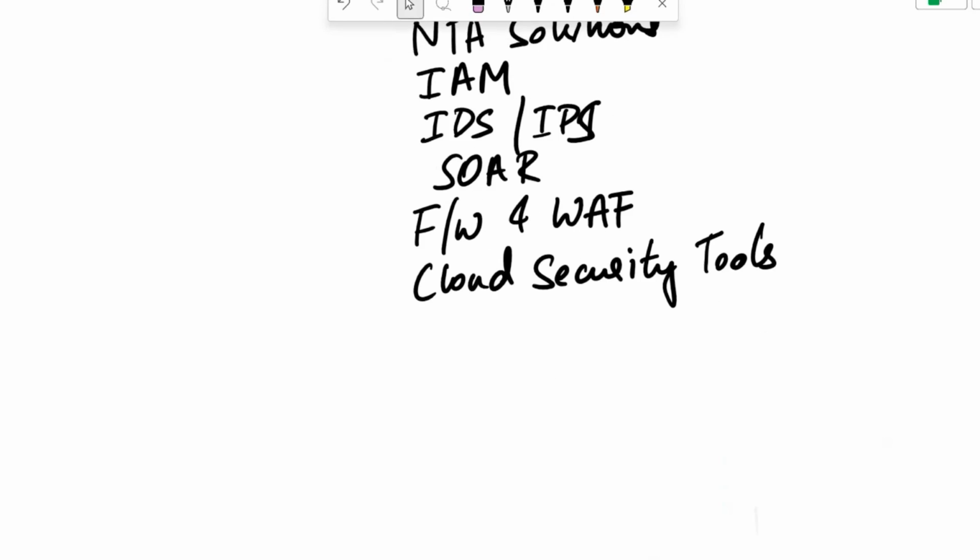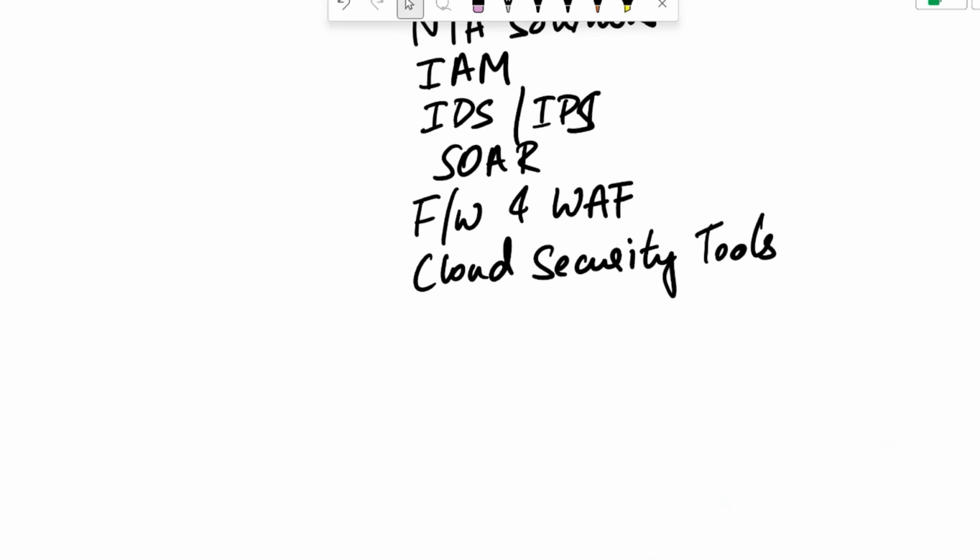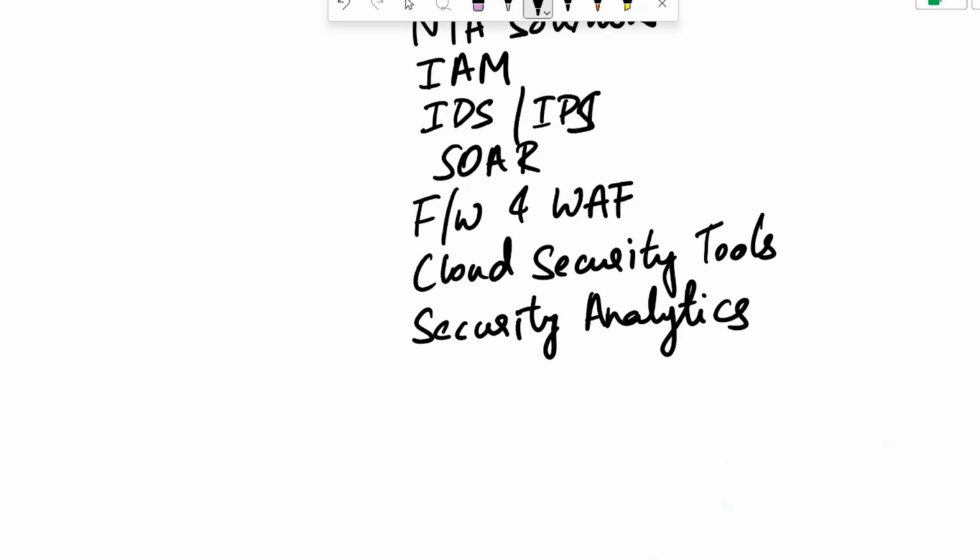Next is cloud security platforms. SIMs can integrate with cloud security platforms to monitor and analyze logs and events in cloud environments, ensuring consistent security across on-premises and cloud infrastructure. Next is security analytics platforms. Integrating with advanced security analytics platforms enhances threat detection capabilities by leveraging machine learning and behavioral analysis to identify patterns and anomalies. Next is incident response platforms, that is IR platforms.